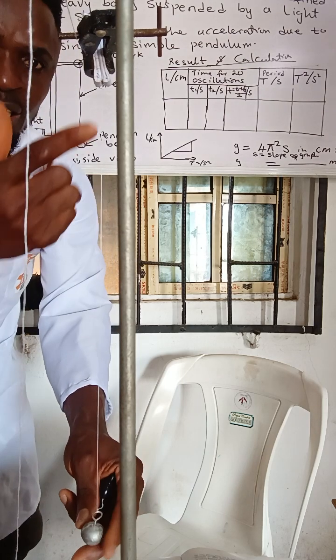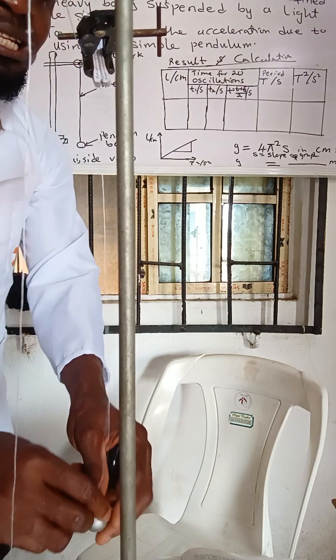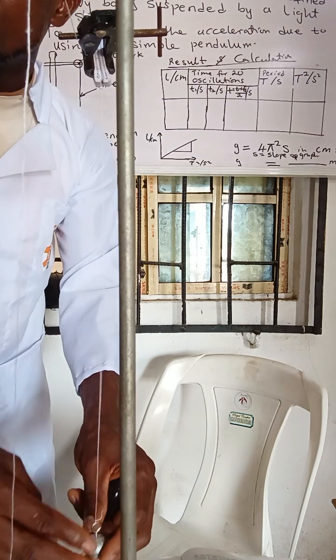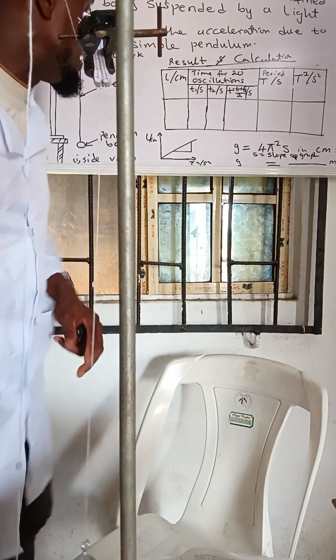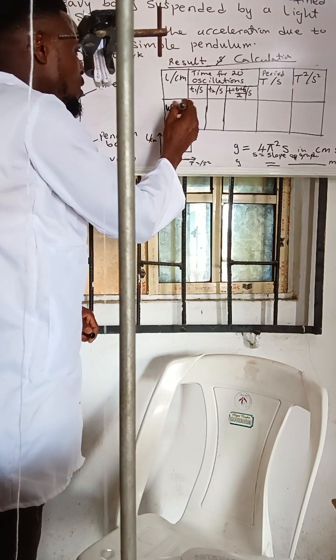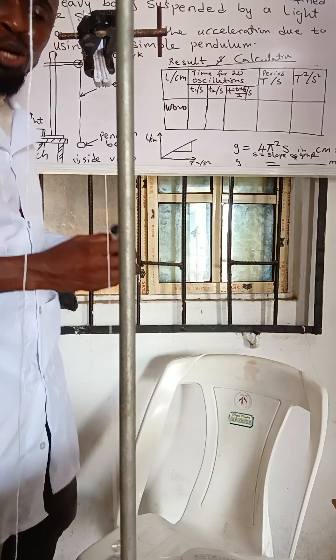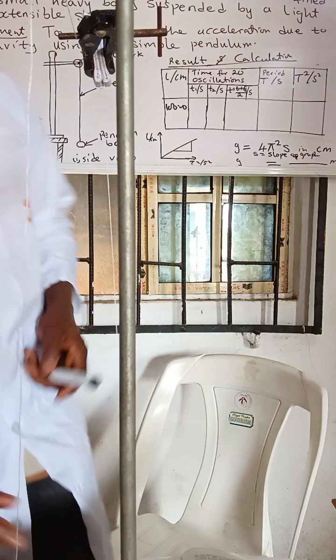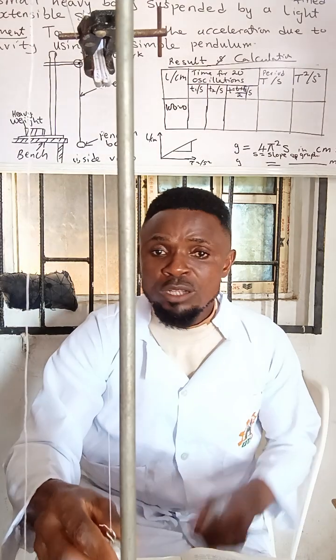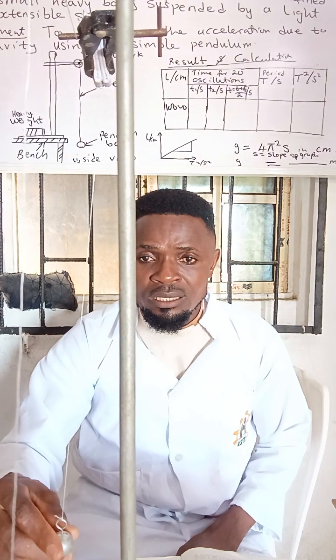The first length you are going to take will be 100. So you are going to write it: the length of the pendulum is 100.00 centimeters. Then you are going to determine the time for 20 oscillations. That means you take your stopwatch, and once you take your stopwatch, you release it.